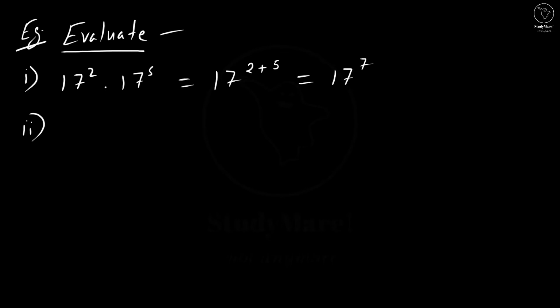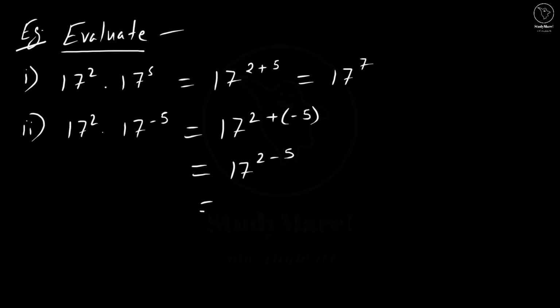Second example is 17 square into 17 to the power minus 5. Applying the same law as in example 1, we get 17 to the power 2 plus minus 5, which equals 17 to the power 2 minus 5, which equals 17 to the power minus 3, equals 1 by 17 to the power 3.